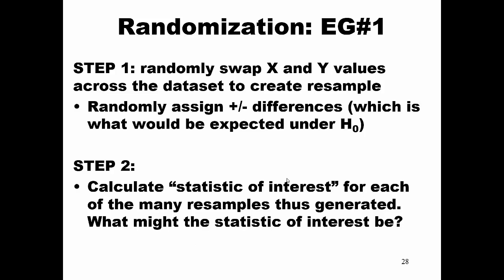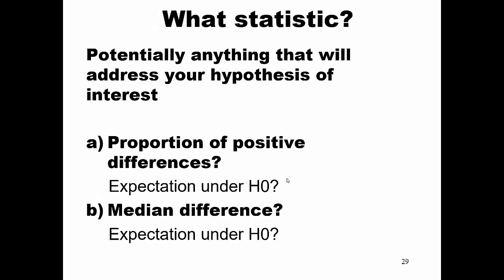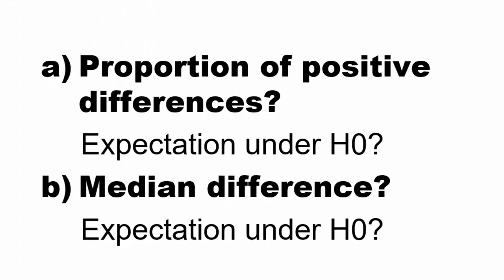What might that statistic be? Well, we can choose any one that's sensible. Here are a couple of obvious ones. We might say the proportion of positive differences. What's our expectation under H0? We know it's a half because it's random. On average, there'll be random variation, and we can then express our observed proportion of positive differences against the random resample distribution. This would be quite an inefficient way to do it, because with fairly simple maths we could actually work out what the distribution of this statistic would be.